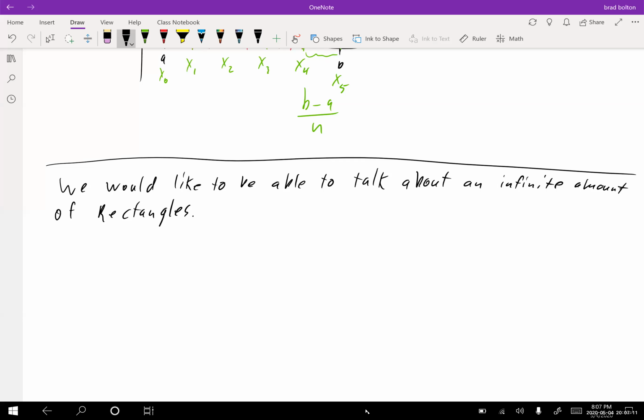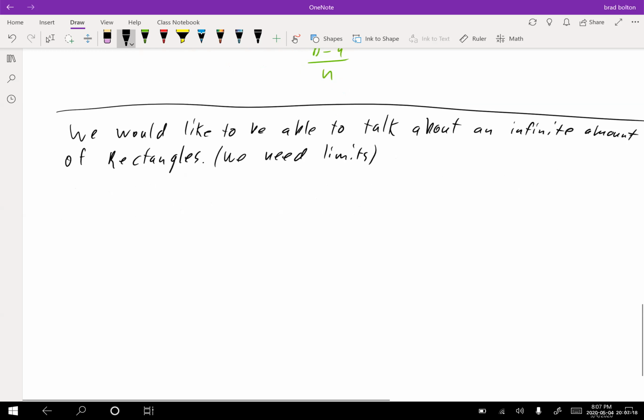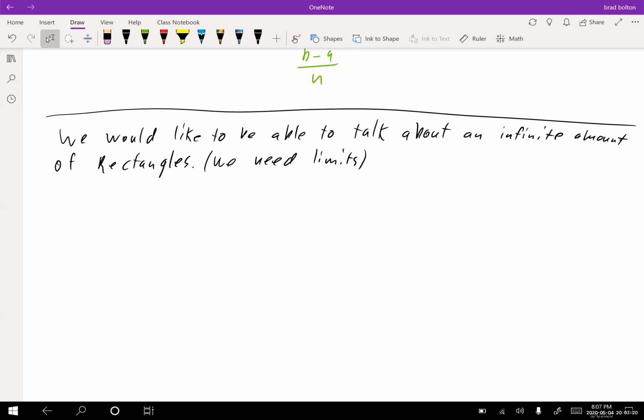Okay, so we need limits. Okay, so I'm going to show you guys something called the Riemann sum.